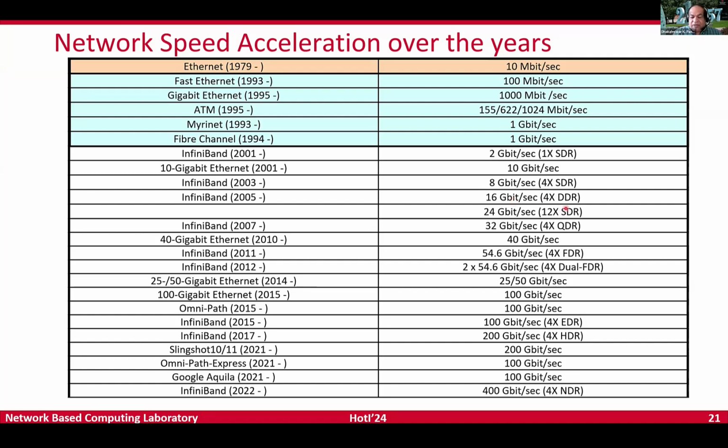And at the same time, in this time frame, 2005, IBM, which was part of the InfiniBand consortium, went ahead with SDR technologies, but they had 12 such lanes. So if you put it together, 24 gigabits per second. This was quite high bandwidth in the 2005 timeframe.